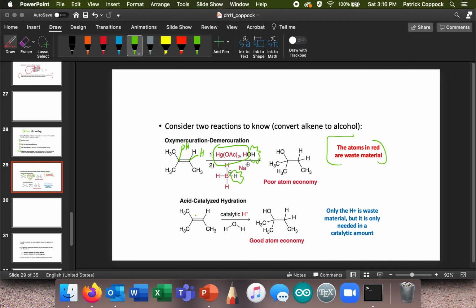Now, on the other hand, if we just do catalytic hydration, then this hydrogen is going here, and this hydroxide is going here, right? And so it turns out only the proton is wasted, but we don't need much of it as a waste because it's only a catalytic amount. So this is incredible atom economy if we do this.